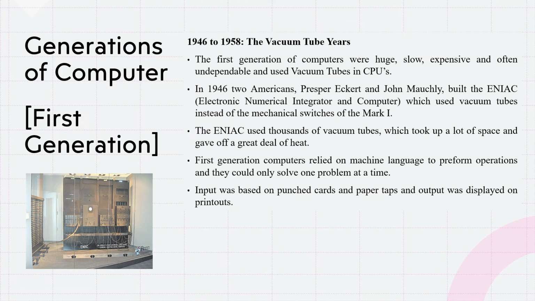There were also some advantages of the first generation computers. These computers were very fast in terms of calculating. They could calculate in milliseconds. Vacuum tubes were the electronic components available at that time, which were used by these computers.